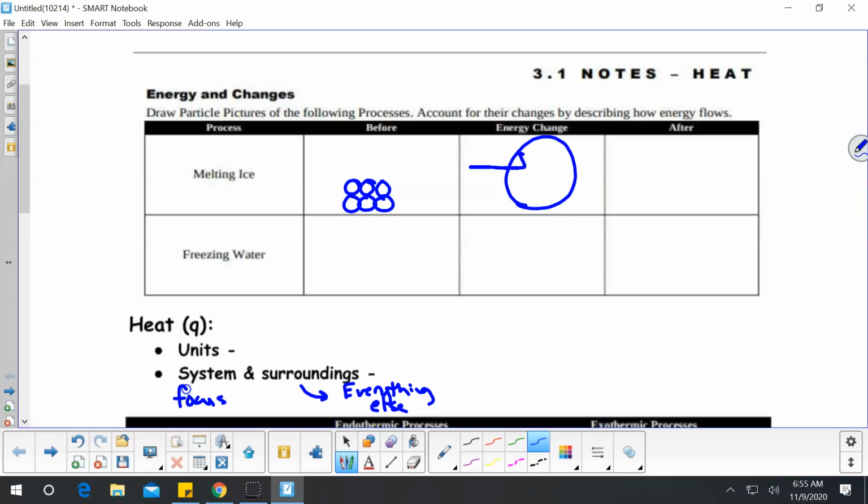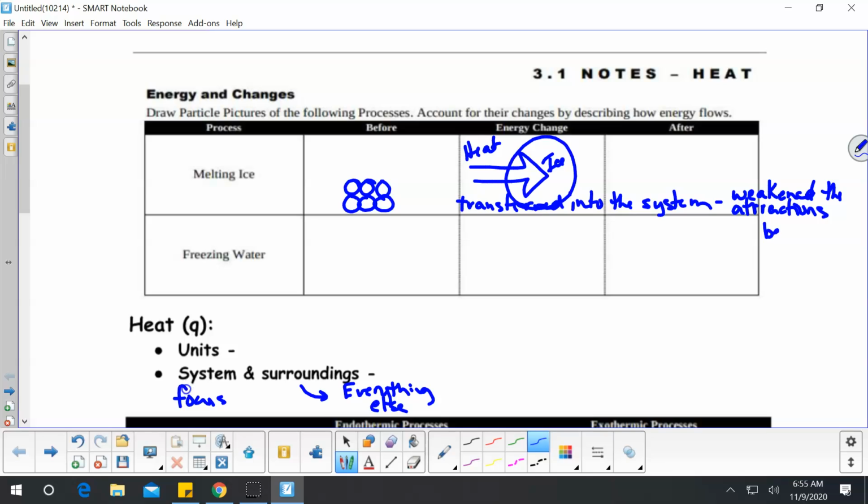In this one, we had to have heat enter the system. So heat was transferred into the system. And so the system was our ice. When it was transferred in here, it weakened the attraction between the particles. So that means these particles then were not fused together as much. They could flow over each other. So it weakens that attraction for them. So we're just looking at when it changes state.